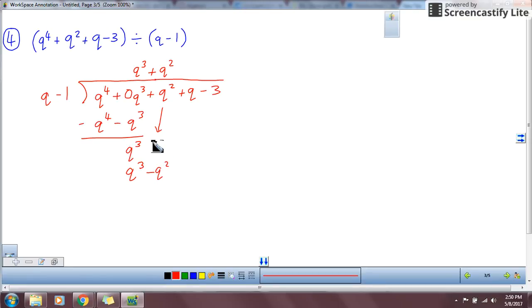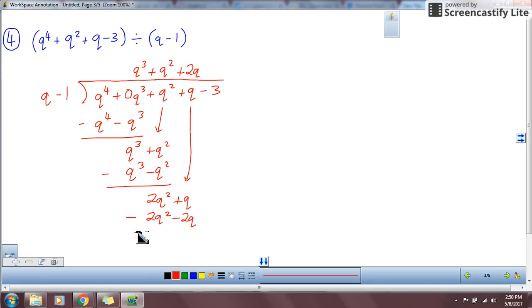Okay, so that's something very important to remember. So we're asking ourselves, q times by what would give me q to the power of 4? Well, I'm going to need q to the power of 3, right? Because 3 plus 1 is 4. Q to the power of 3 times by q is q to the power of 4. Q to the power of 3 times by negative 1 is negative q to the power of 3. Remember, when you subtract a negative, it's like adding. So 0 plus 1 is going to be positive 1q to the power of 3.